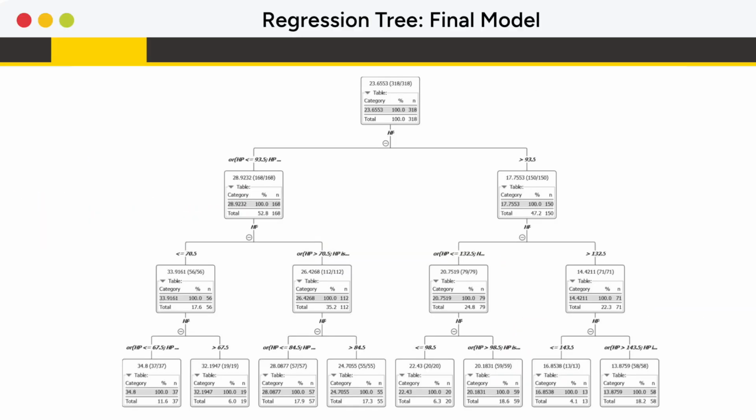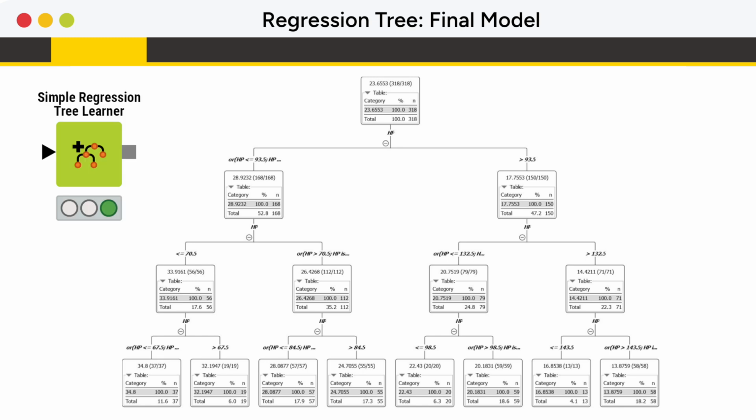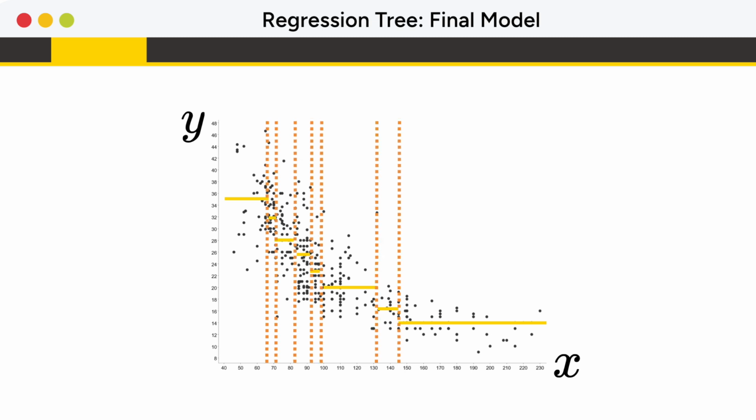Here is a resulting tree from our example, generated by the simple regression tree learner node in KNIME Analytics Platform. One advantage of a regression tree is the ease of interpretation. By following the splits on the regression tree, one can easily reach the predicted outcome. Finally, here are the resulting prediction rules based on the regression tree as we saw earlier.